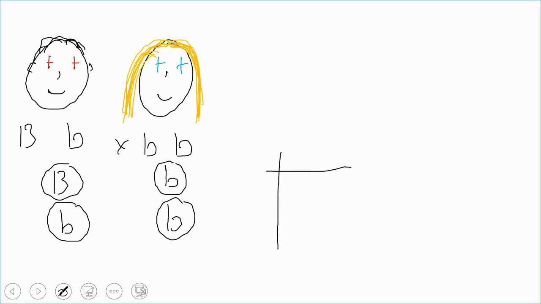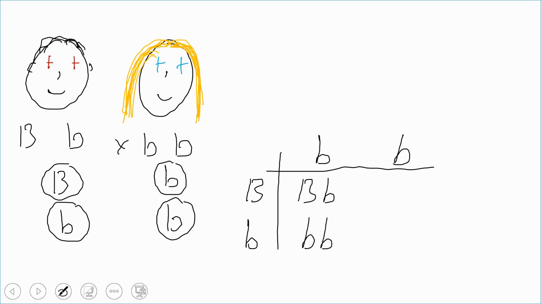So again, we draw a Punnett square, in which half of the man's sperm cells are capital B, half of them are small b. So half of the sperm cells contain the allele for brown eyes, half of the sperm cells contain the allele for blue eyes. Now for the woman, all of her egg cells contain the allele for blue eyes. So we have this combination here.